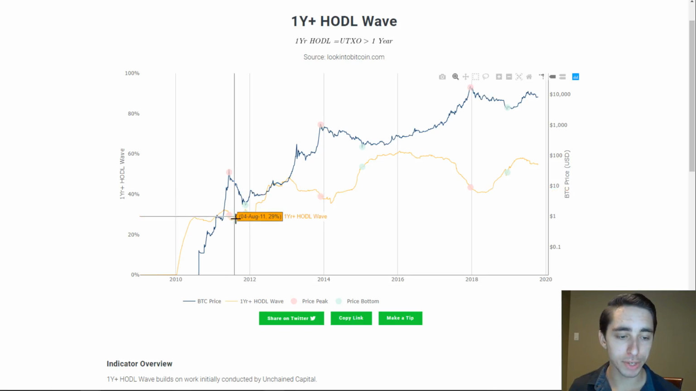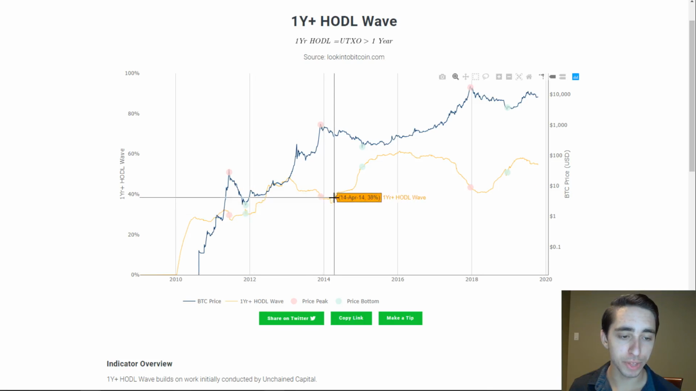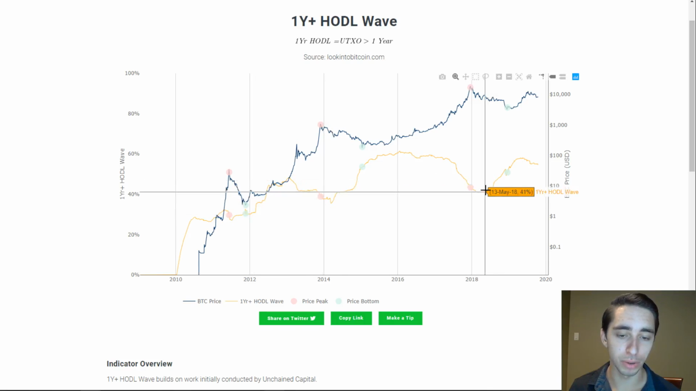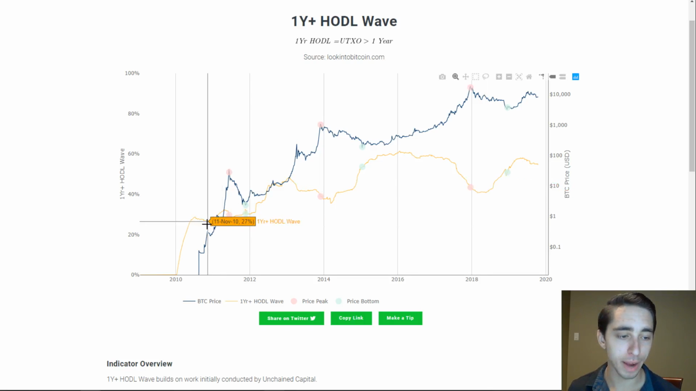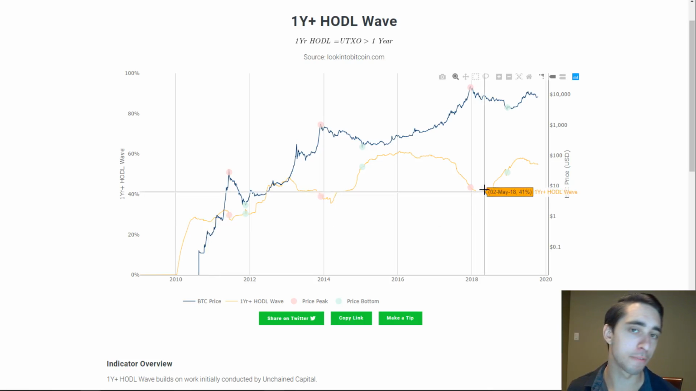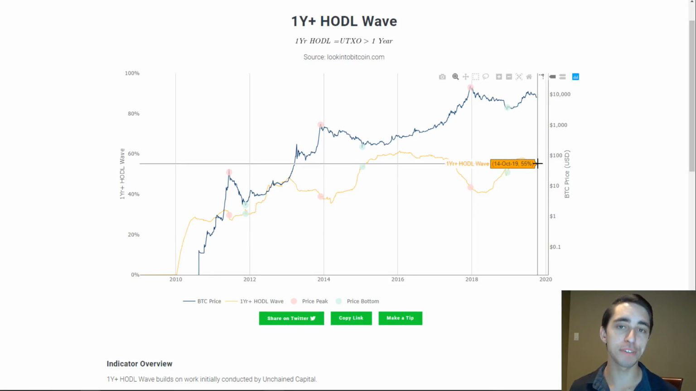And if you take a look over time, you can see here that with each cycle, we're setting new lows for the amount of Bitcoin that haven't been sent in a year. And we've gone from an average range of around 26% down here, all the way up to a low here of around 41%. And we're currently sitting at 55% of Bitcoin not being moved in over a year.